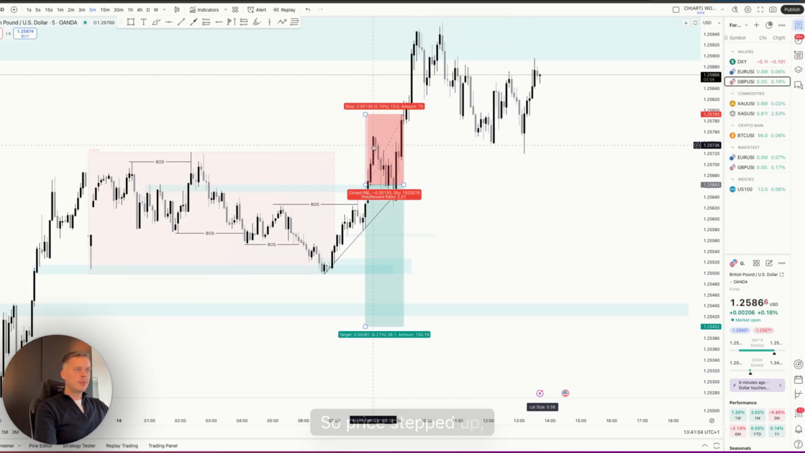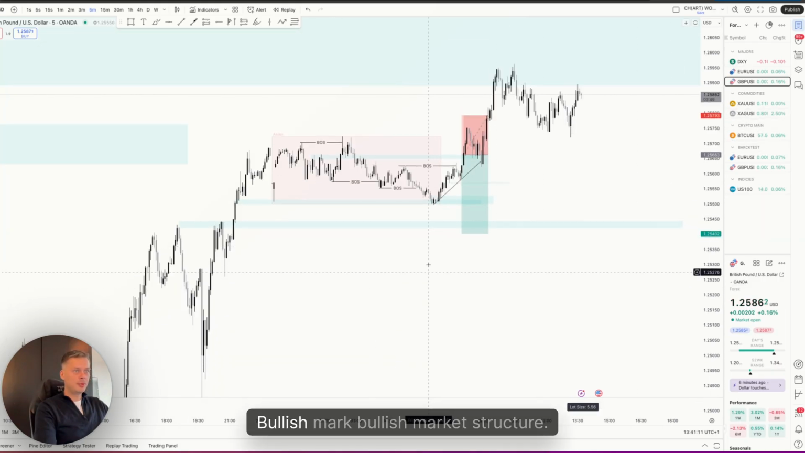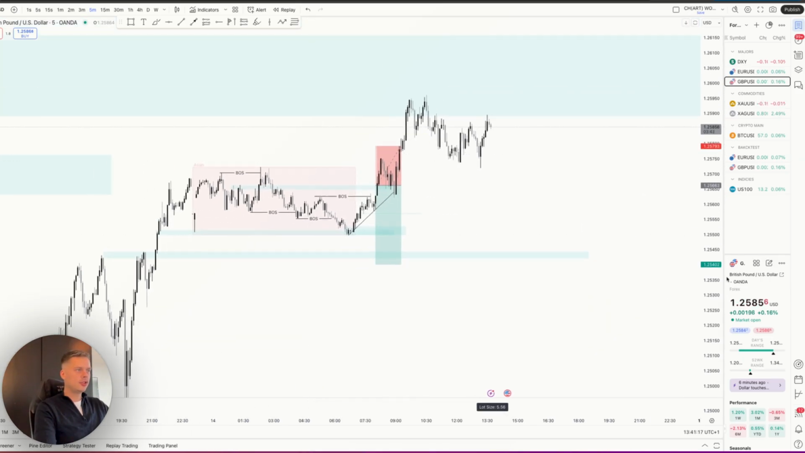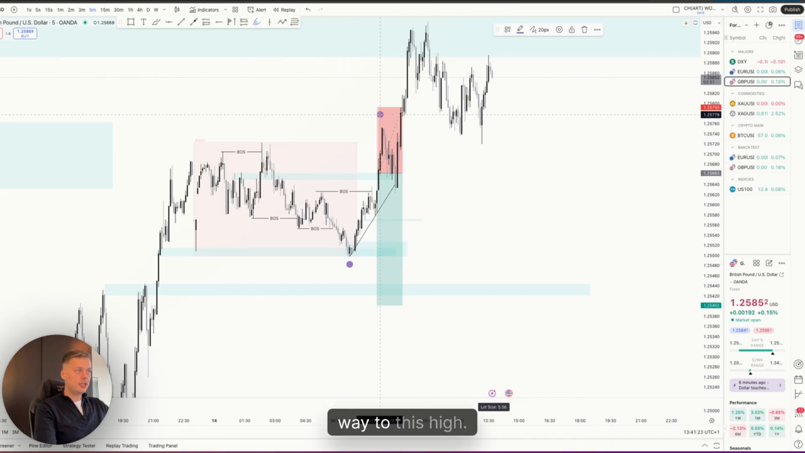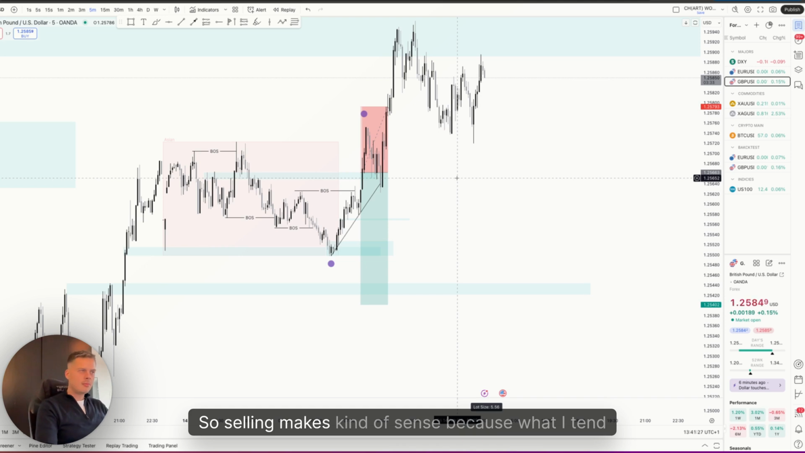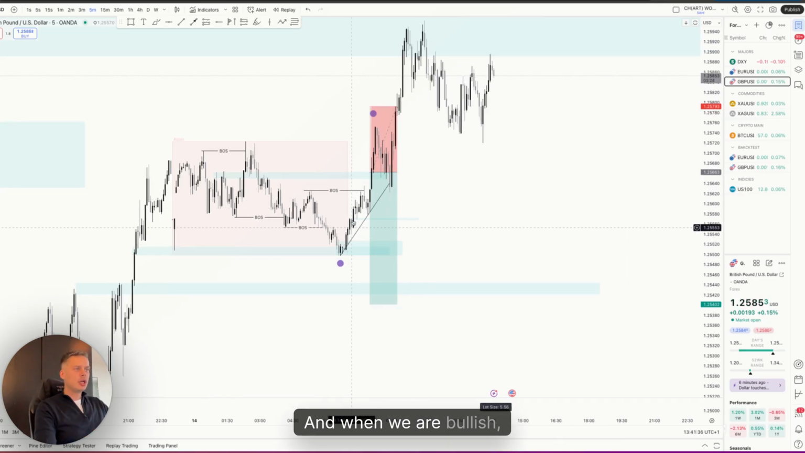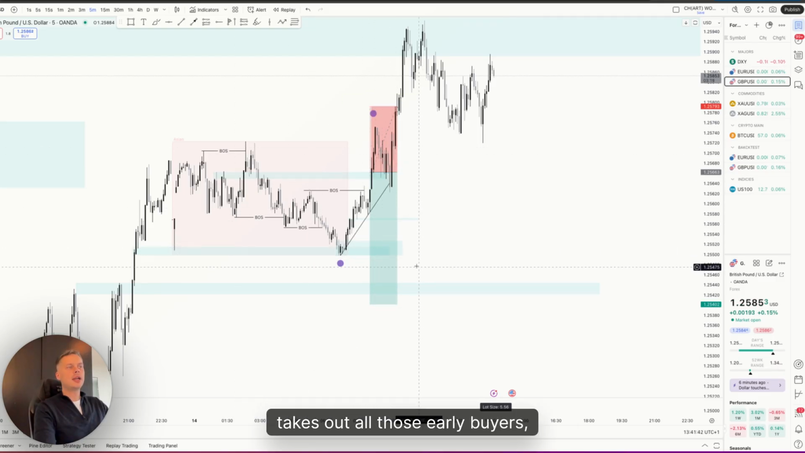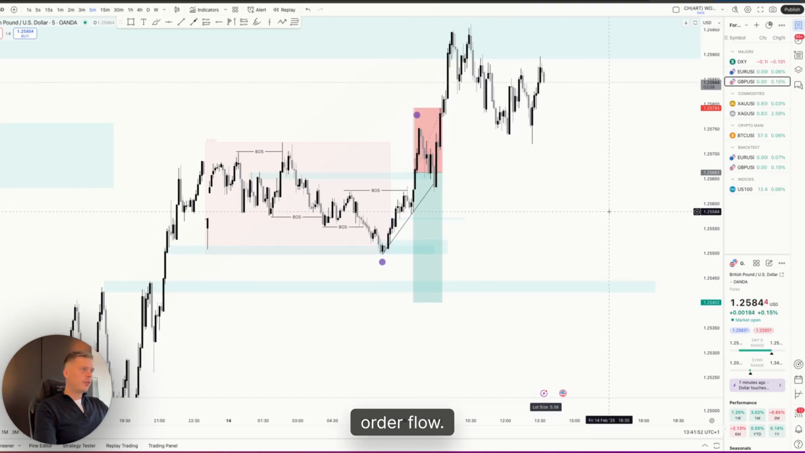So price stepped up, created bullish market structure, which we clearly were in. We had a low, a high, a low, and now a new high. So our 50-minute range is from this low all the way to this high. So selling makes kind of sense, because what I tend to do is the opposite of what other traders are doing. And when we are bullish, we often see that price comes down, takes out all those early buyers, wicks it out, and then moves in its initial bullish order flow, so to say.